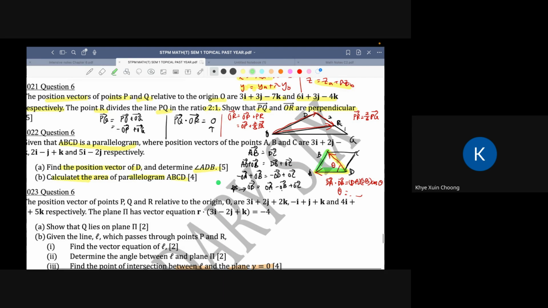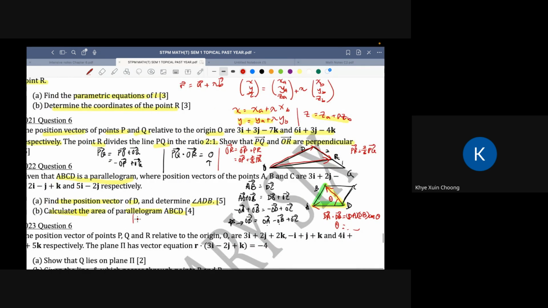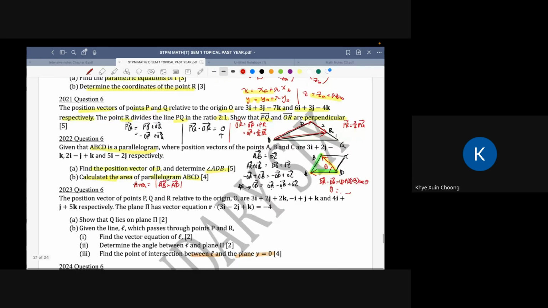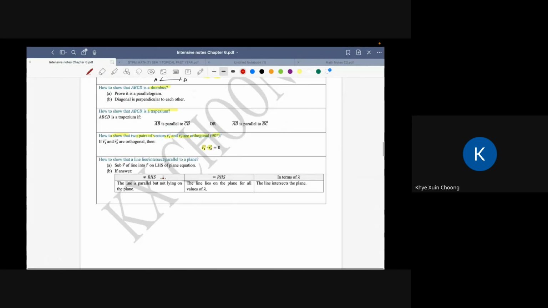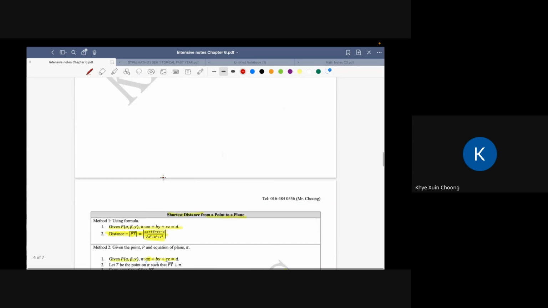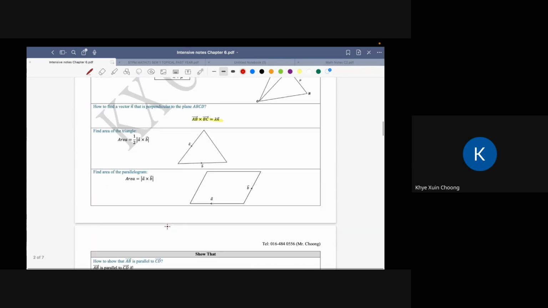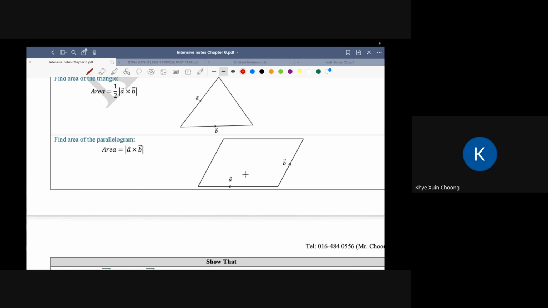So if you have AB and AD, the area of the parallelogram is just, sorry, modulus AB cross AD. We just use the formula of the parallelogram. You can find it over here. Find the area of the parallelogram, we just use this formula.